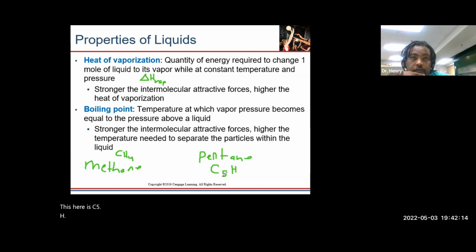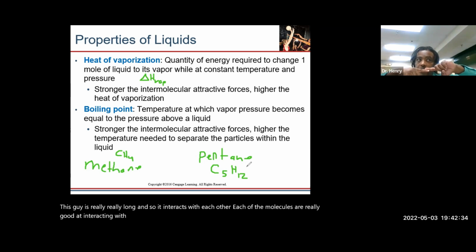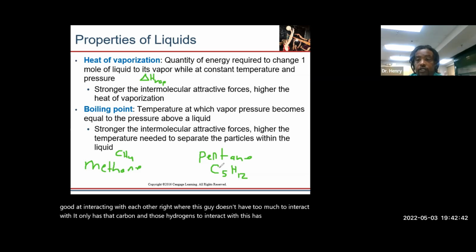What's that? So that's 12. Okay, so it's C5H12. This guy is really, really long, and so it interacts with each other. Each of the molecules are really good at interacting with each other, right? Where this guy doesn't have too much to interact with. It only has that carbon and those hydrogens to interact with. This has 5 carbons altogether.